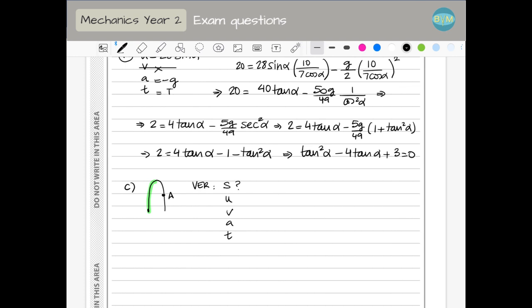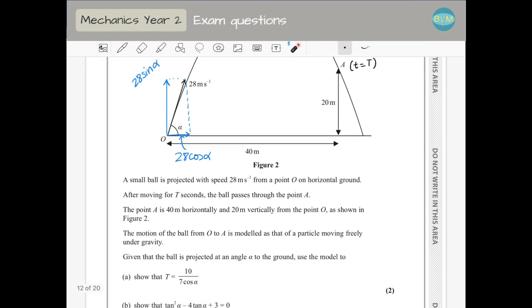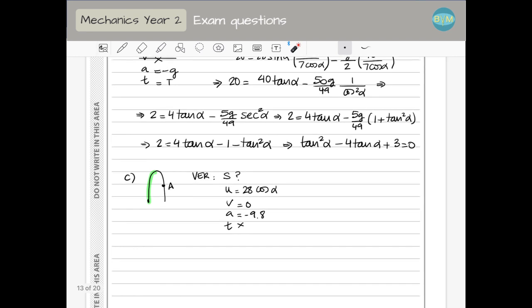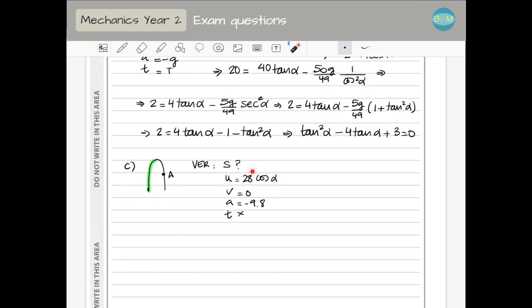displacement, maximum displacement is what we need, or maximum height. The initial velocity is the 28 cos alpha. Final velocity at the top is 0 because then it stops and then reverses. And acceleration is minus 9.8 if I consider again positive up, and we don't need the time. But we cannot use, they say the height, it doesn't say in terms of alpha, it says find the greatest height in meters. Yeah, so to find alpha to be able to find this value.